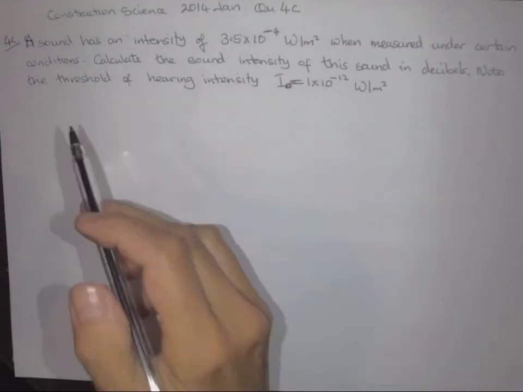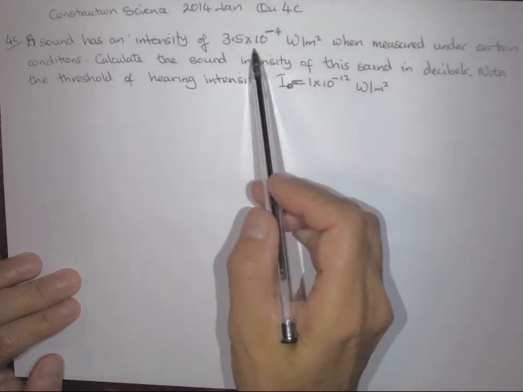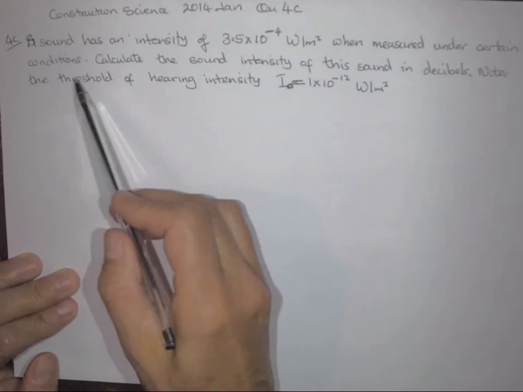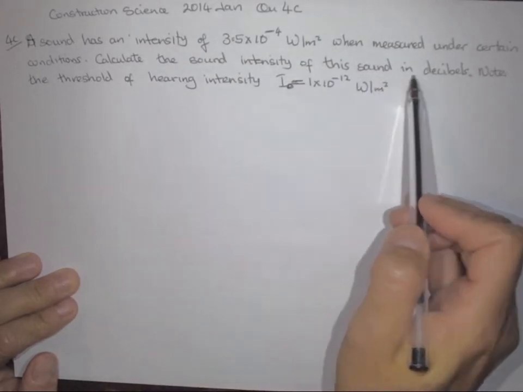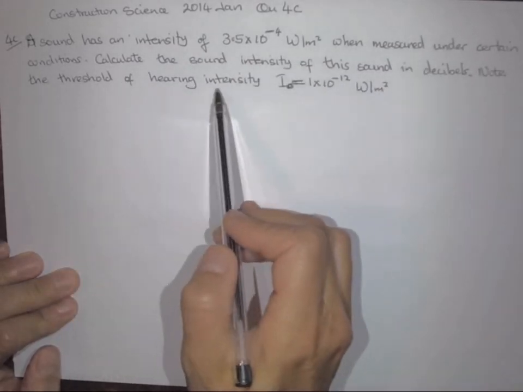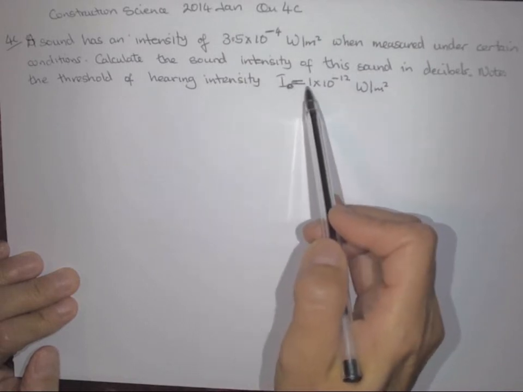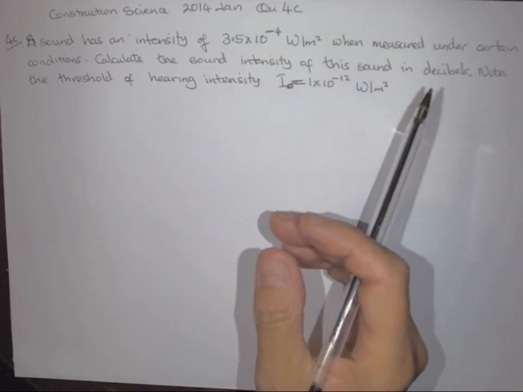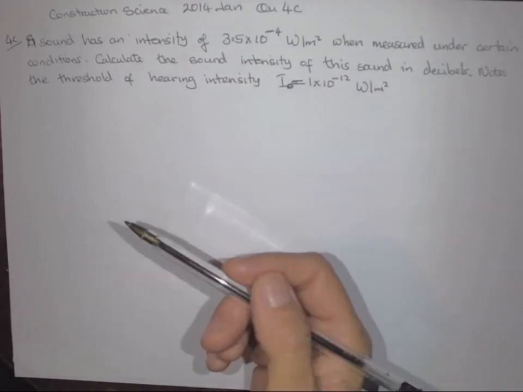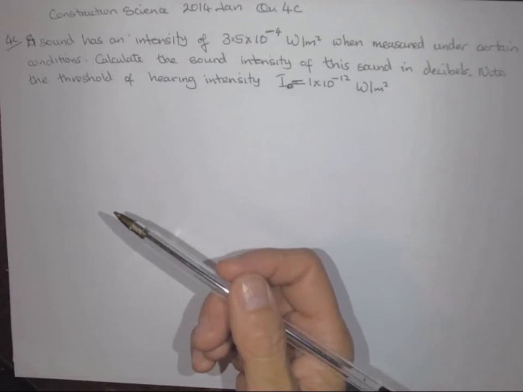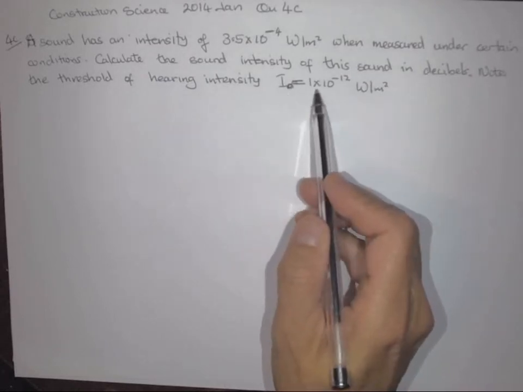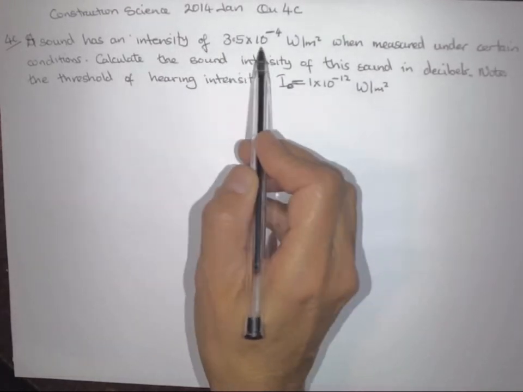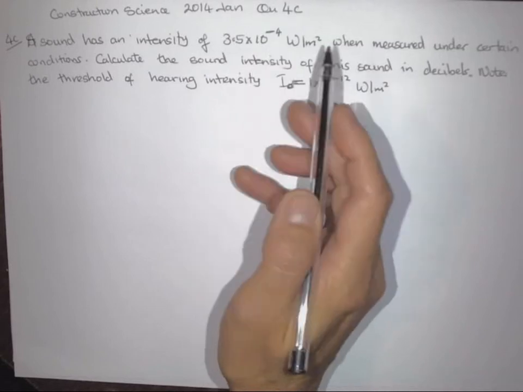Right. So a sound has an intensity of 3.5 by 10 to the minus 4 watts per square meter when measured under certain conditions. Calculate the sound intensity of the sound in decibels. Note the threshold of hearing is I0, 1 by 10 to the minus 12 watts per meter squared. So the threshold of hearing is the faintest sound that a human can hear. Okay, so if I0 is the intensity for the threshold of hearing, then more than likely a capital I again is going to represent the intensity here. So that will be the letter in the formula.